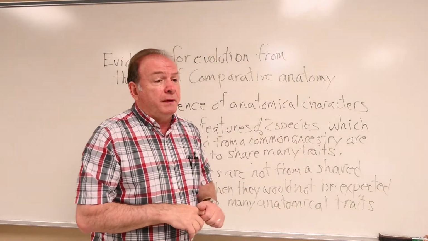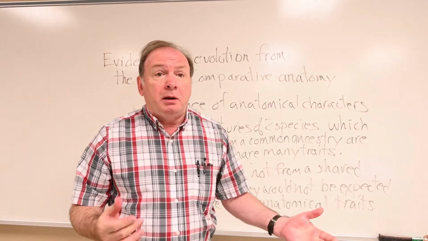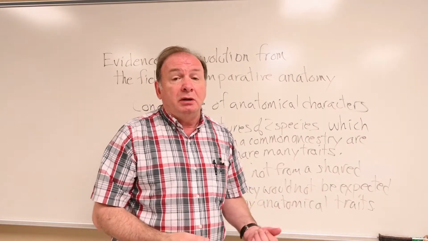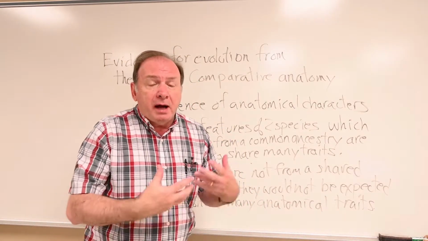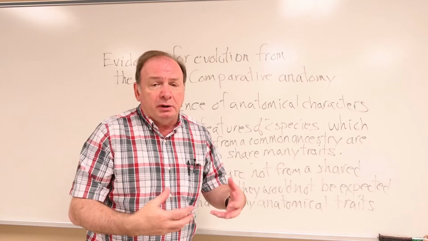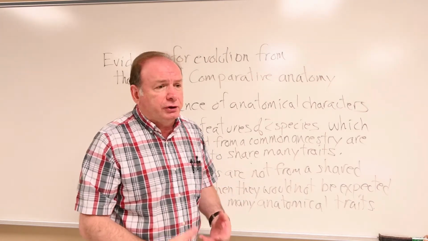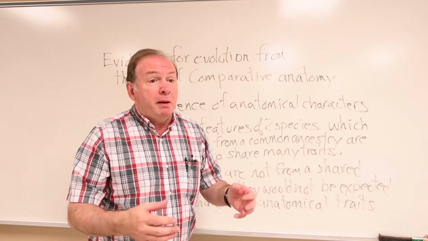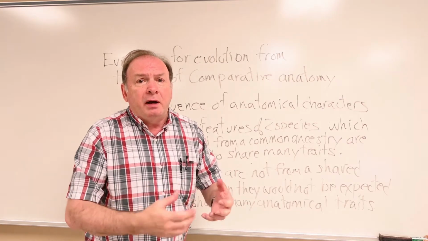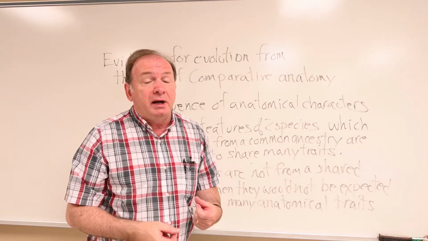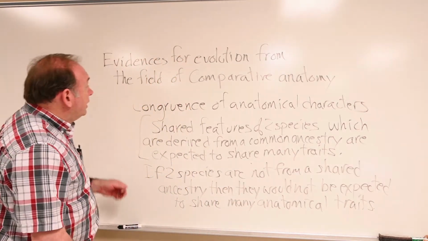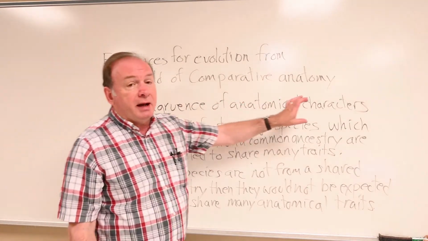So if you were to make the argument that wolves and coyotes are really not from the same ancestry, then there'd be no reason for them to share the same kind of circulatory systems, muscular attachments, skeletal features, and so on. There's no basis for that. They might look overall the same, a coyote and a wolf, but if they're not from a common ancestry, then maybe they would have a very different kind of internal anatomy, even though they might look the same from the outside. So anyway, this is what we're talking about when we talk about the congruence of anatomical characters.